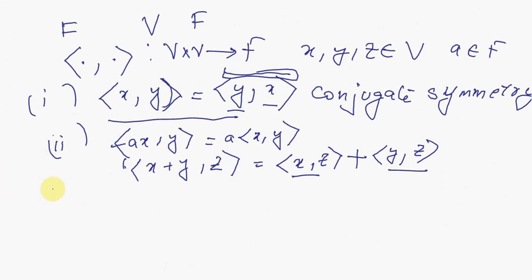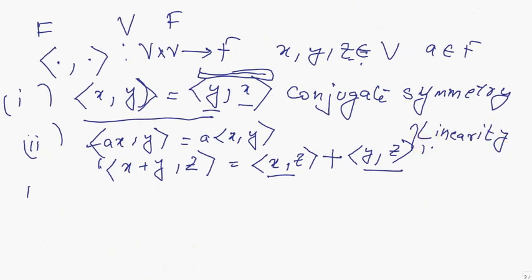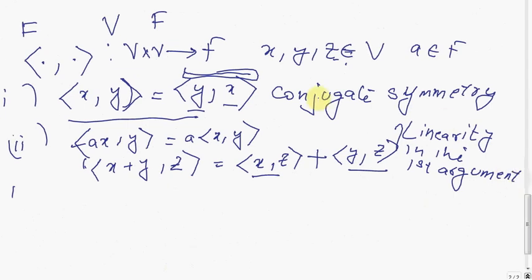This property is called linearity in the first argument. You can see that the scalar comes out if I multiply in the first argument, and the sum gets decomposed into individual inner products if I take a vector sum in the first argument. If these two are satisfied, then it is called linearity in the first argument. This is what we mean by linearity in the first argument.